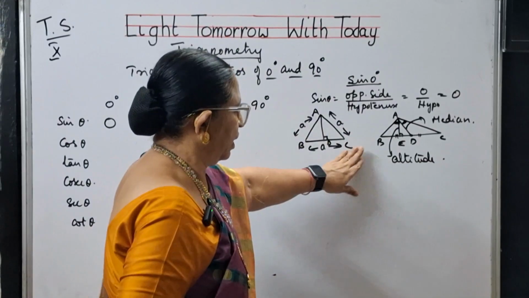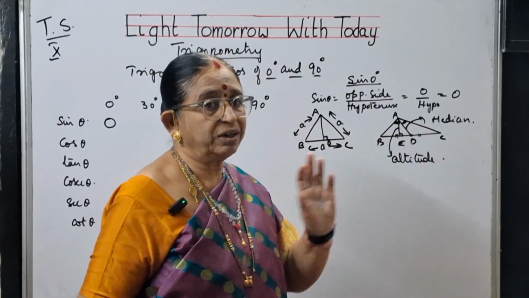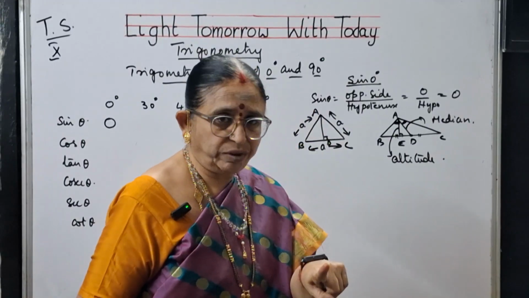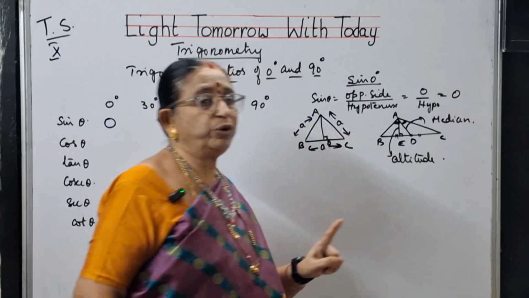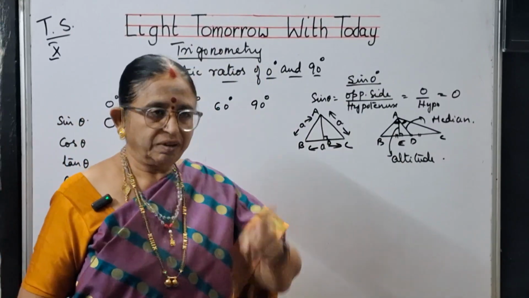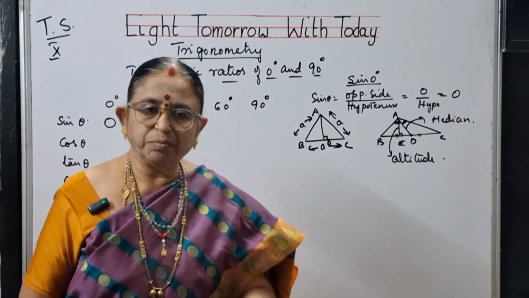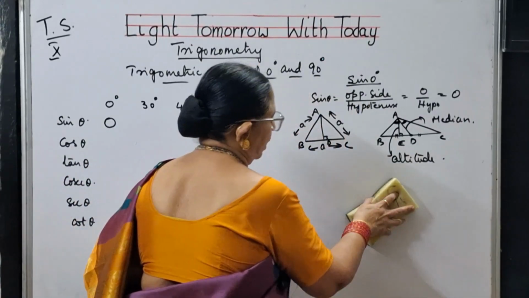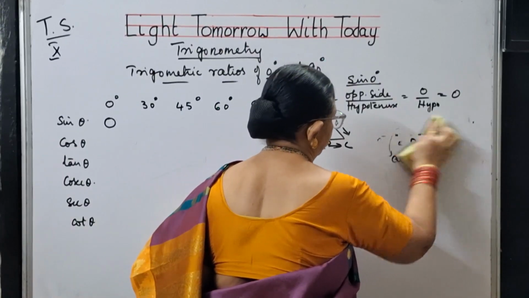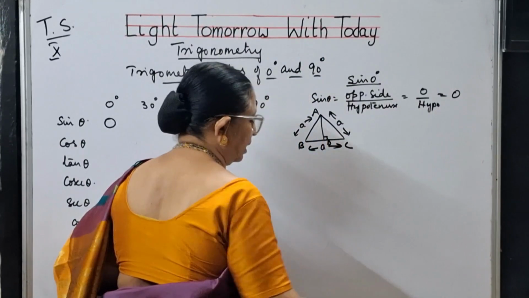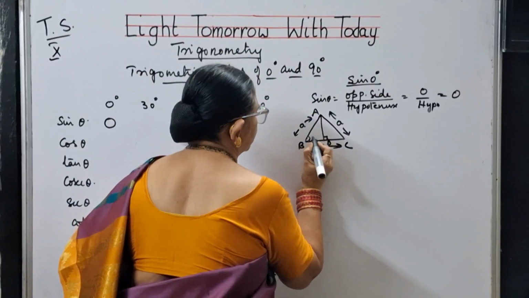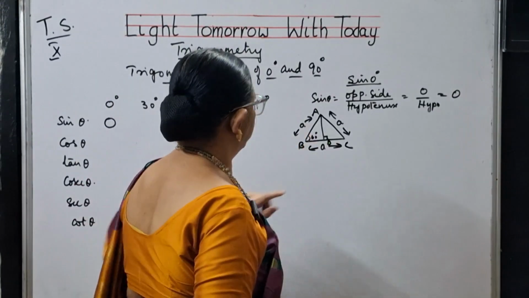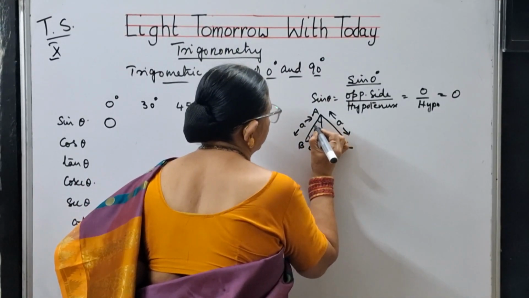So, for a scalene triangle, median and altitude are different. But for an equilateral triangle as well as for an isosceles triangle, median and altitude are one and the same. The same line becomes the median, and the same line perpendicular becomes the altitude. This is only for your understanding sake, recollection, children. So now see, in an equilateral triangle, each angle is 60 degrees. So, this is 60 degrees. And if this is 60 degrees, this angle becomes 30 degrees.